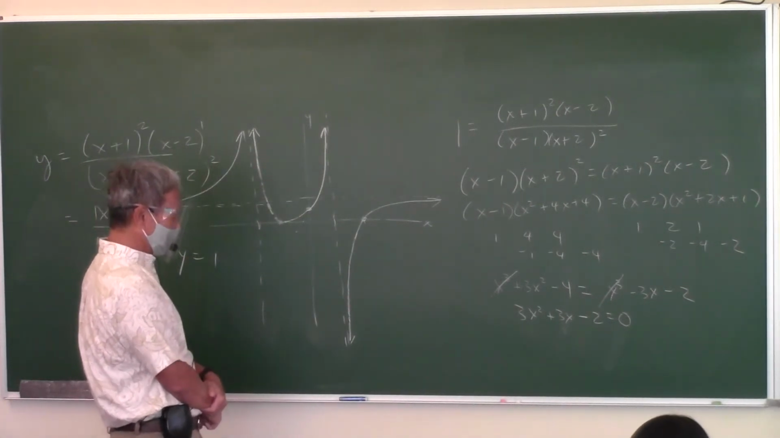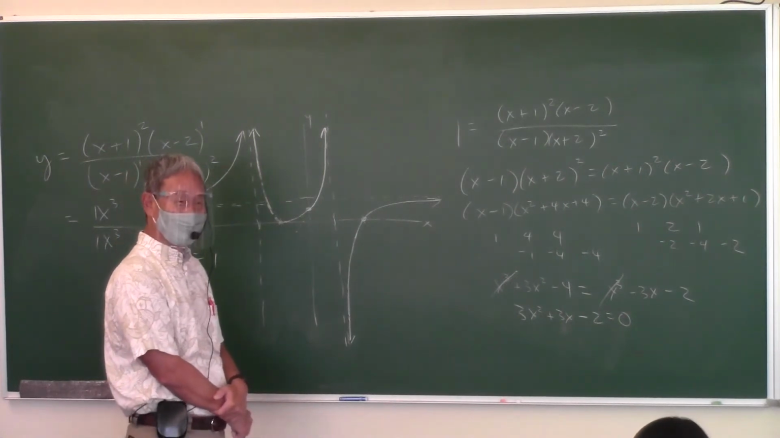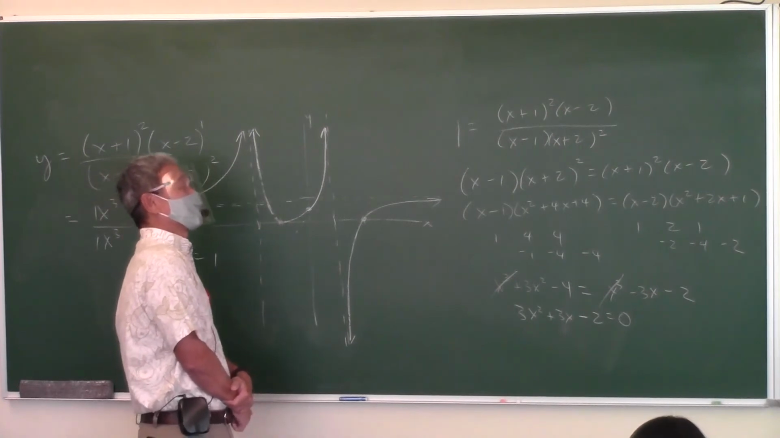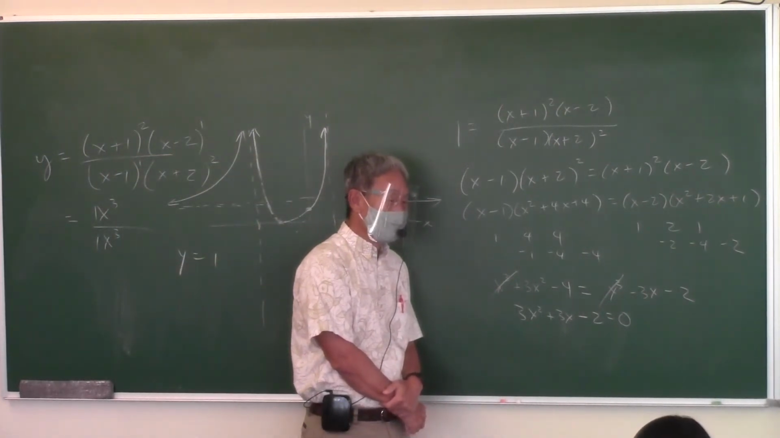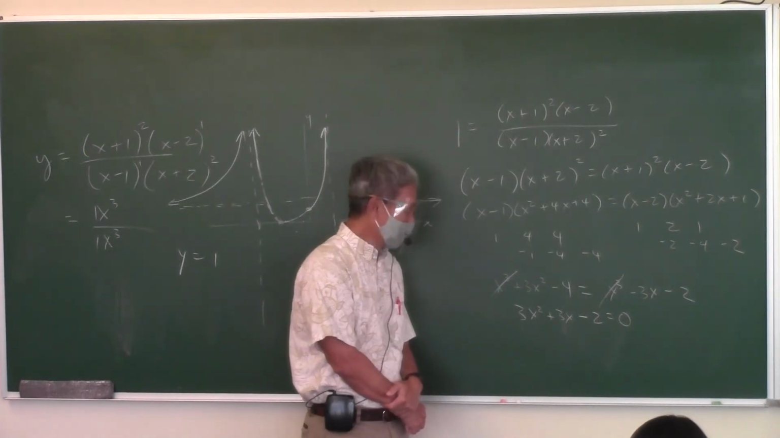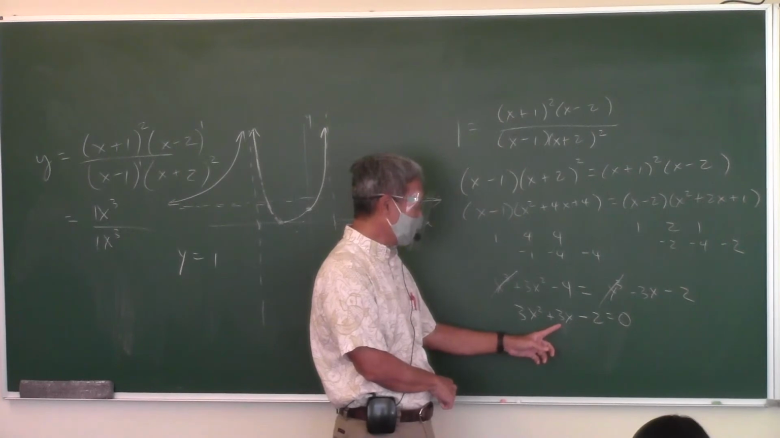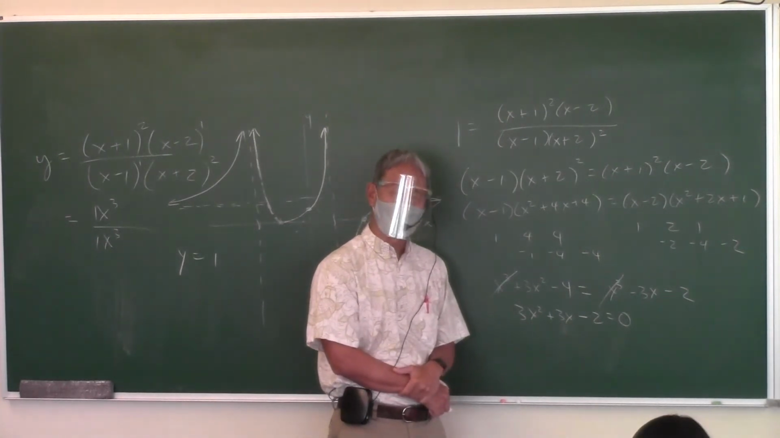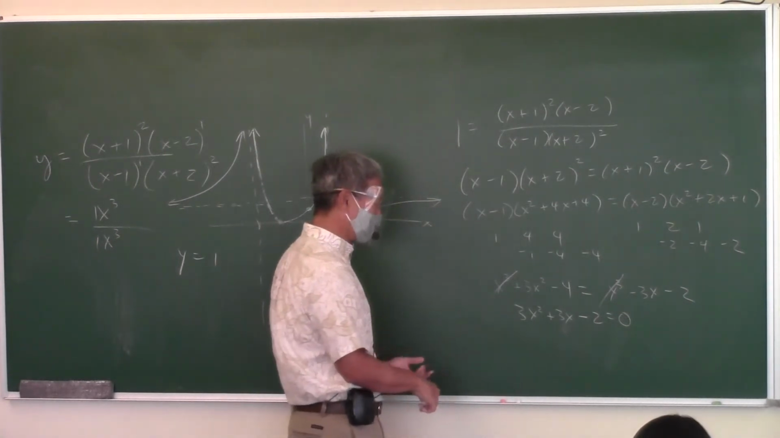Does that factor? Is this factorable, or do I have to use quadratic formula? How do you tell if a quadratic is factorable? The discriminant is a perfect square. Is b squared minus 4ac a perfect square? 9 plus 24 is 33. Is 33 a perfect square? No, it doesn't factor, so you gotta use quadratic formula.